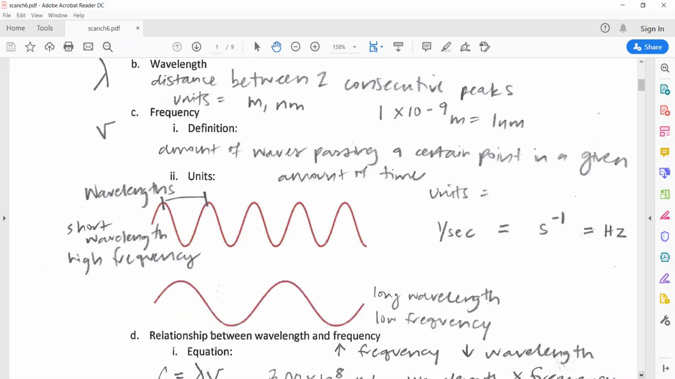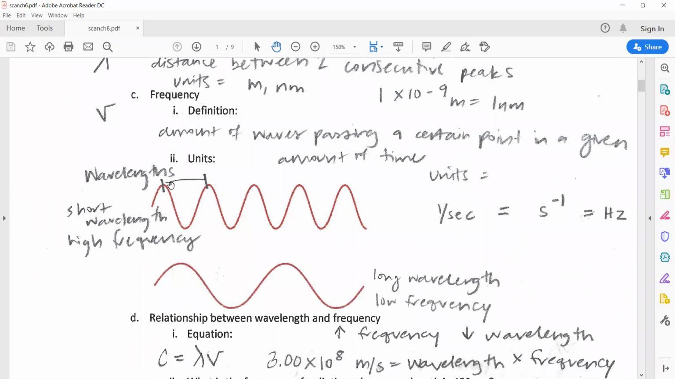So here, if you look at these 2 waves, you'll notice this one has a shorter wavelength. This one has a long wavelength. And then frequency, if you just think logically, if they're both passing you at the same speed, up here, this short wavelength, you're going to get more peaks passing you. And so that means that it has a higher frequency. And the opposite is true here. The longer the wavelength, the fewer peaks are going to pass you, meaning low frequency.